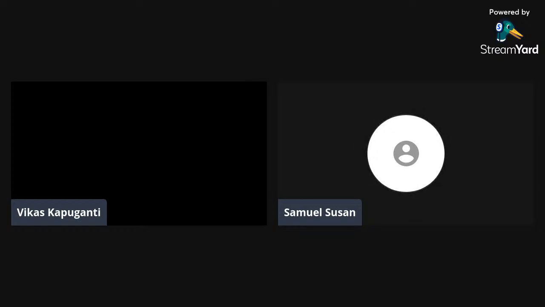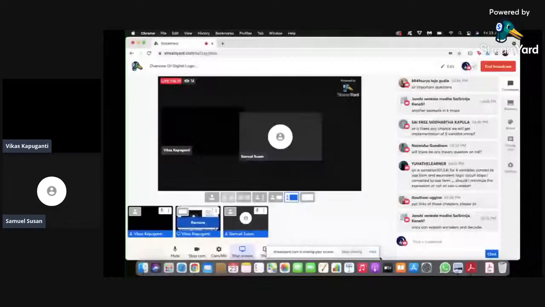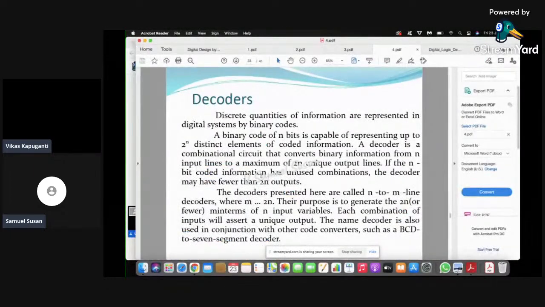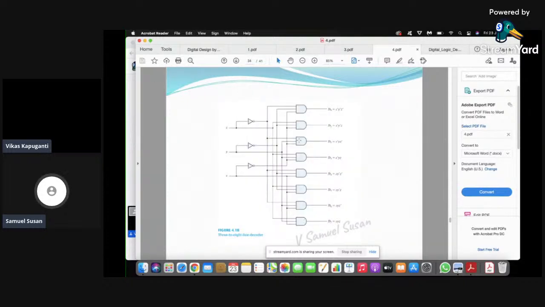Decoder chapter is on screen, sir. Yes, sir. Decoder is on. Yeah, we couldn't see that on the screen. Are you sure it is on the screen? Yes, sir. It is now. Yeah, go to the next slide then. We can see the diagram directly.